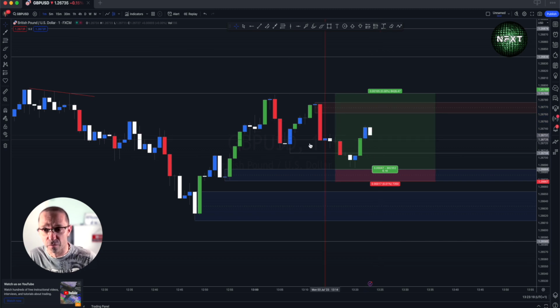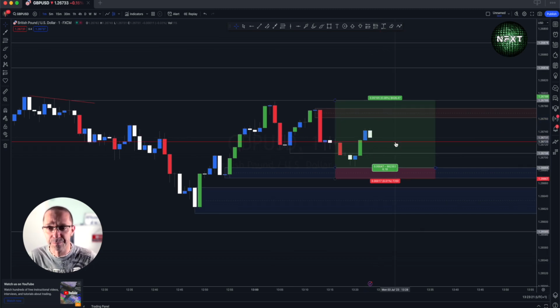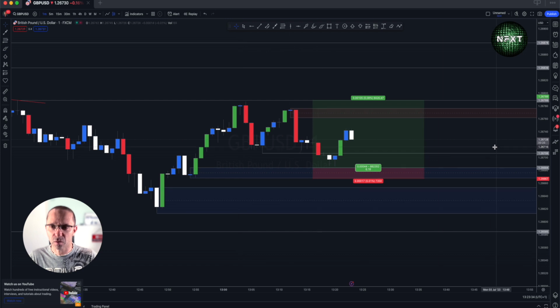Now I actually use a few different methods of trading. And right now, I'm looking at this as being a potential. If we drop back down here on this candlestick and close down, potentially we can see another push back down here. So let's just have a look at this.